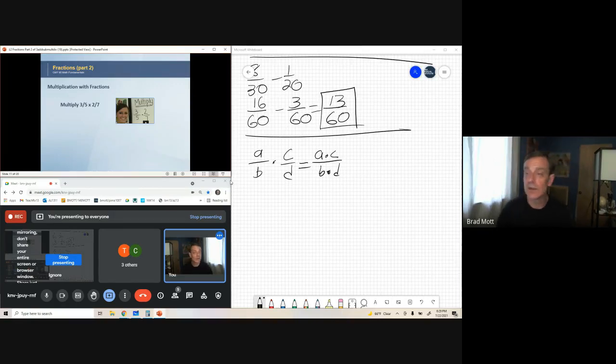So let's do it with 3/5 times 2/7. So multiply your numerators. 3 times 2 is 6. 5 times 7 is 35. Easy as that. The only thing you have left to do is to simplify it. Make sure there are no factors in common between 6 and 35. There are not. So your answer is 6/35.